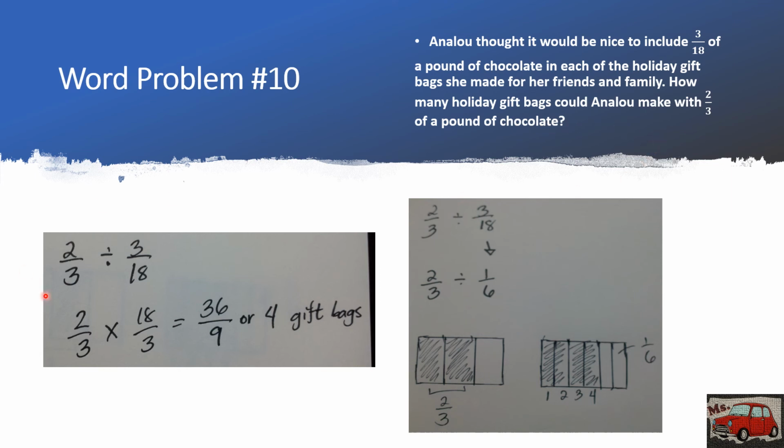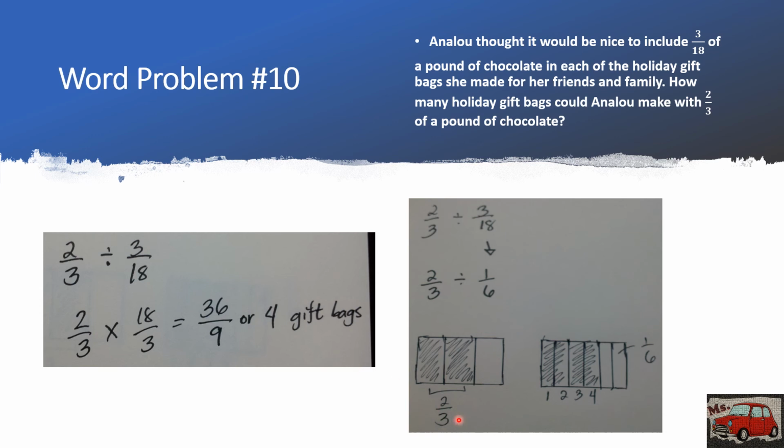Okay? So, we'll divide 2/3 by 3 over 18 and then it will become multiplication and the answer is 36 over 9 or 4 gift bags. So, 4 gift bags ang magagawa ni Anna Lou kung hahaluan niya ng chocolate na merong 3 over 18 pounds.